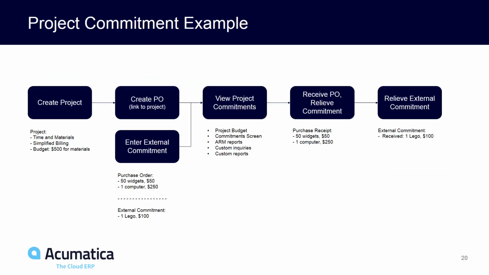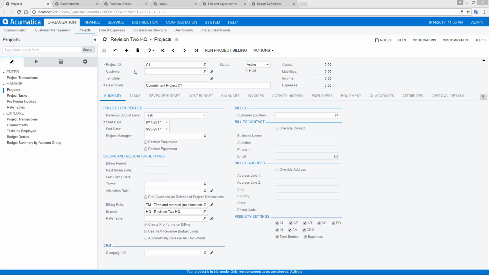To demonstrate this functionality, we'll create a simple project. It will have a single internal commitment and a single external commitment. We'll process those commitments to show the impact on the project P&L and how that's reflected on our screens in Acumatica. We'll start with a simple project.